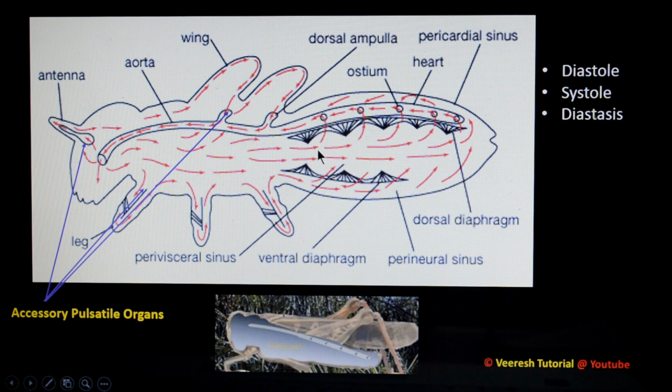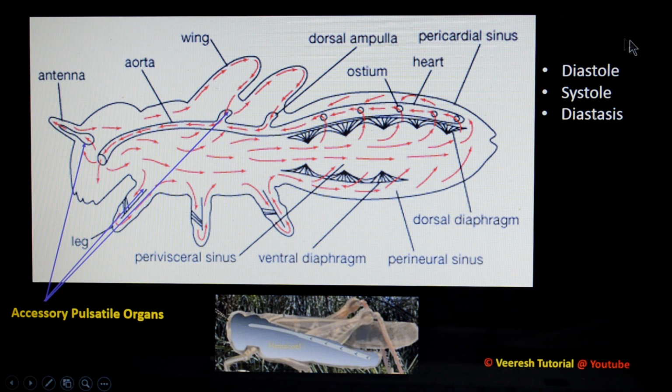But in appendages like legs, wings and antennae, the blood moves with the help of accessory pulsatile organs. These organs are present at the base of the appendages, which help in pumping blood into these appendages.